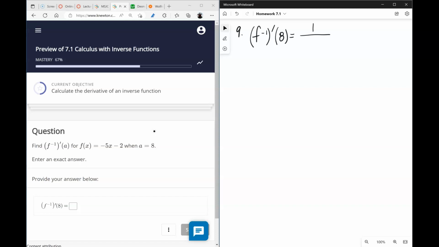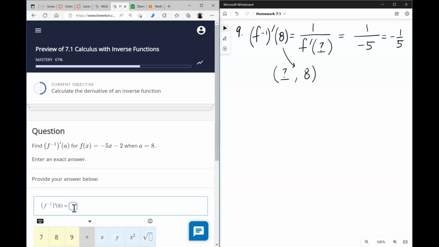So same approach. The derivative here will be the reciprocal of the derivative evaluated at the point corresponding to the point on the graph of the inverse function. So we need to know at which input the output is 8. But what's nice about linear functions is that their derivatives are always the same. So regardless of what this value is, the derivative of the original function is always -5. So the derivative of its inverse is always -1/5.